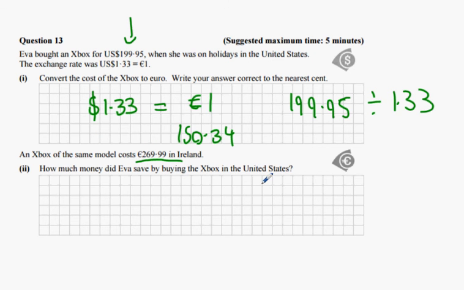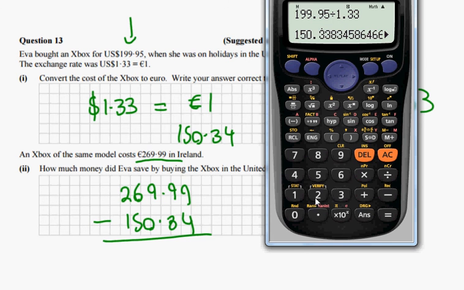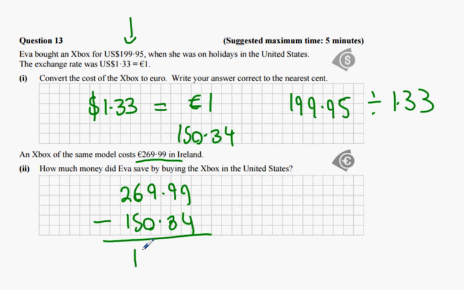An Xbox of the same model cost this much in Ireland. How much money did we save by buying it in the States? Any idea? Take them away from each other. It's a lot of money, isn't it? 0.65. 198.65. Okay.